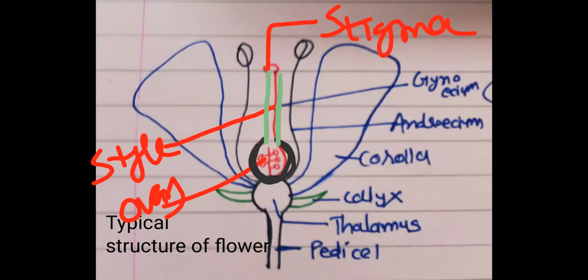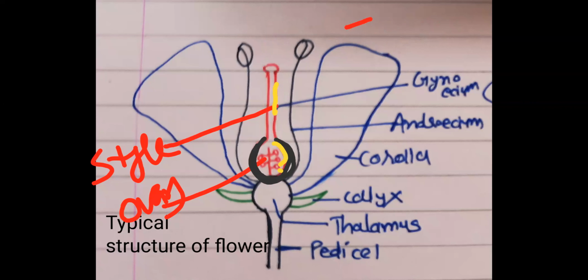And on the style, at the tip of the style, stigma is present. And this stigma, if you remember, during pollination, pollens from the anther come to the stigma. So stigma has the receptivity. Stigma has a receptive surface for pollen grains. It allows the growth of the pollen tube into that style region, and then it reaches the ovule, right?